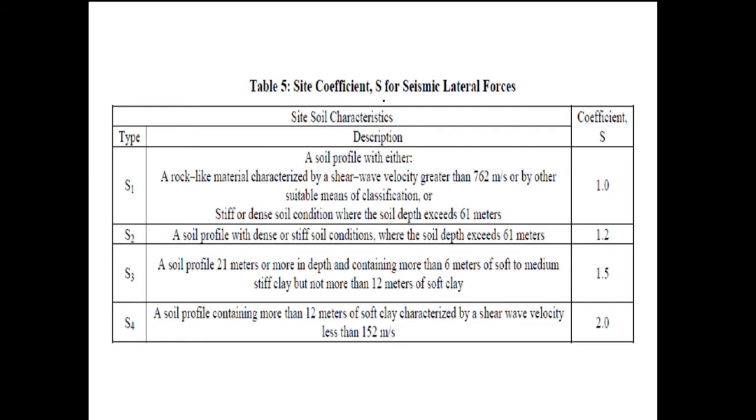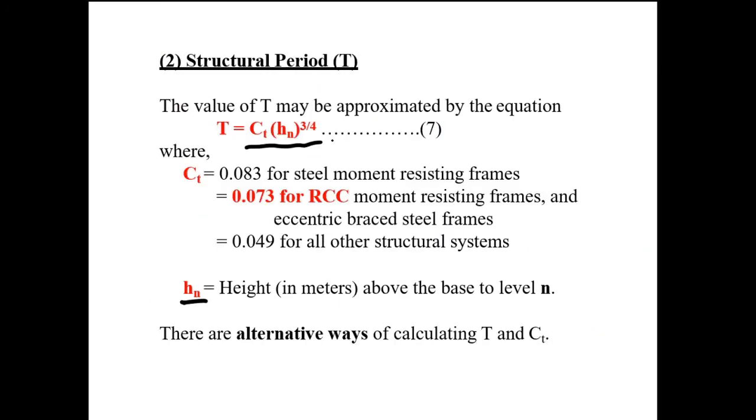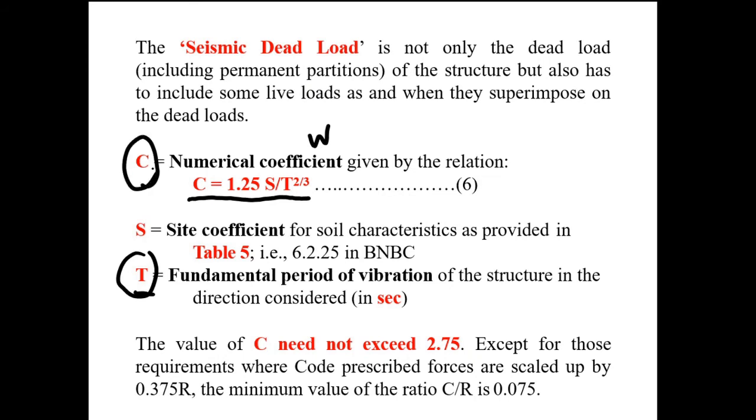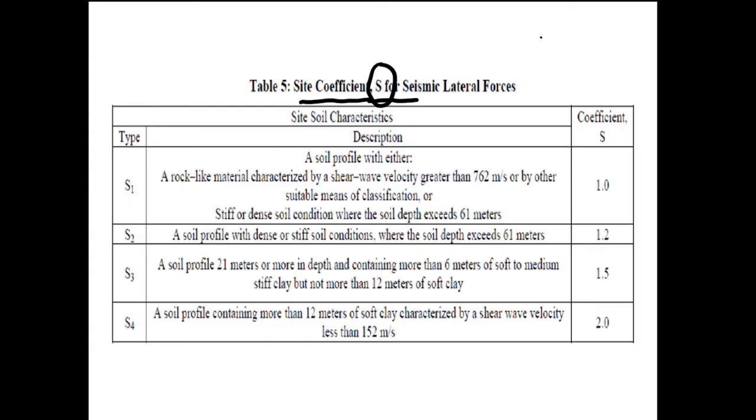Here is the table for site coefficient S. S is required to calculate the value of C. We had seen earlier that S is required to calculate the value of C. So in order to get the value of C, we need to know the value of S. So this table will be used to calculate the value of S. This table will be used to calculate the value of base shear V, and this table for site coefficient will be used to calculate the value for C. So depending upon the type of soil, the value of S will change.